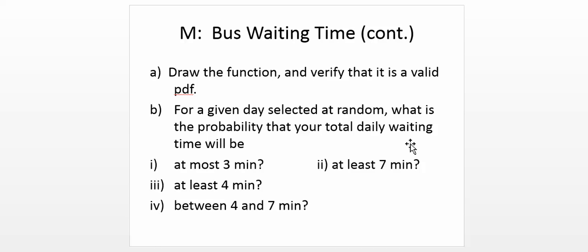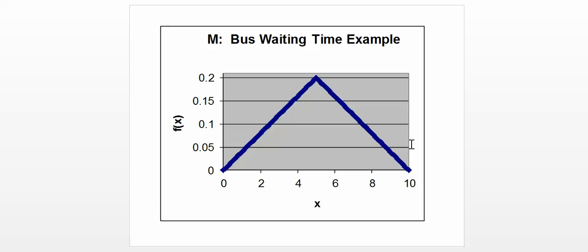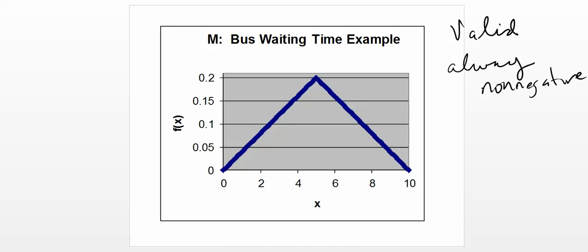So we'll start off with establishing that this is a valid PDF. To do that, we have to ask the question, is this valid? It's always non-negative. So it's never negative, so it has that property correct. The second question, when you integrate across all values, do you get 1?